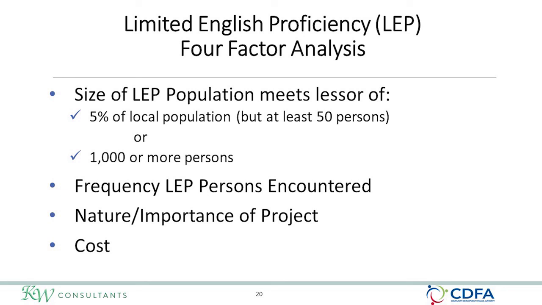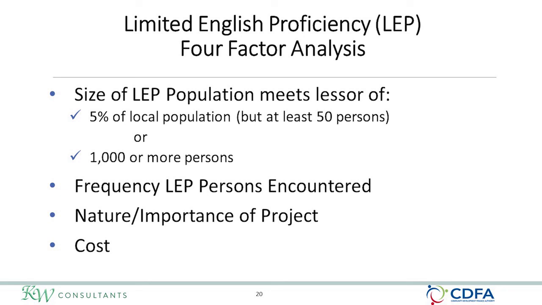The first 3 steps examine critical thresholds to determine the level of language assistance that must be provided. First, examine the size of the LEP population. If less than 5% in population and less than 1,000 persons, no written translation is required. This is generally true for projects in the non-entitled areas of New Hampshire. However, you are still required to examine the other factors.